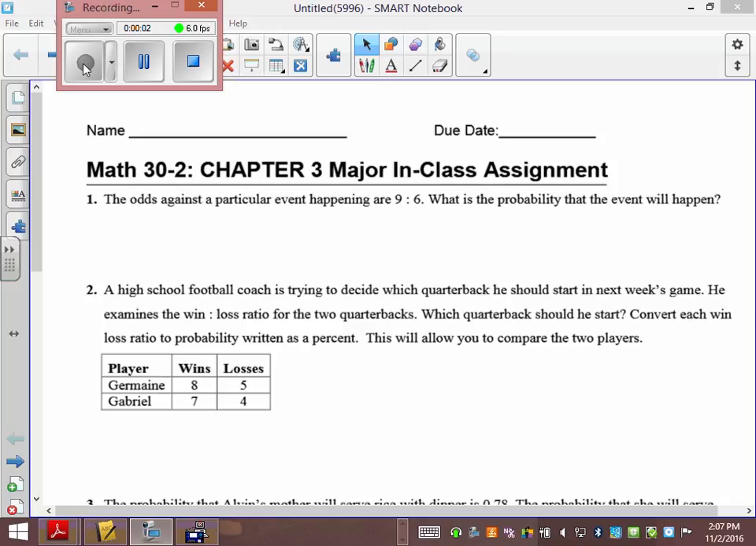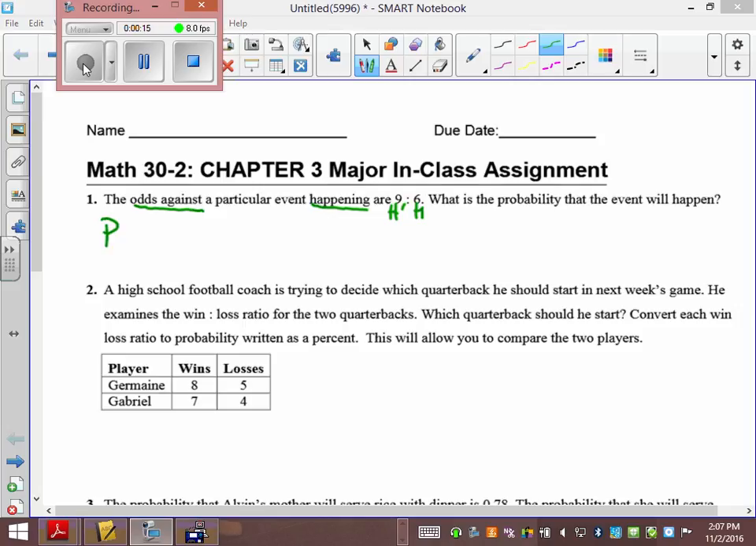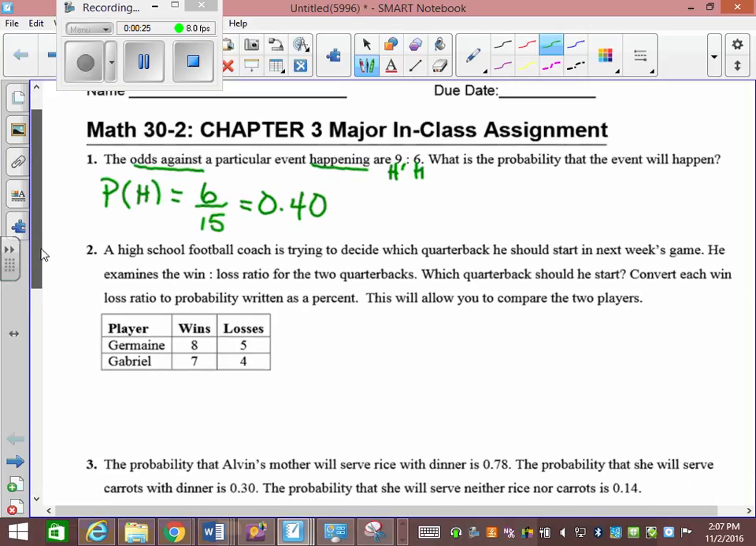The odds against a particular event happening. So odds against means this is happening and this is not happening, because odds against whatever it is happens second. So what's the probability the event will happen? 6 out of 15, which is 0.4. And then it usually went a little more downhill from here, but that was pretty good usually.